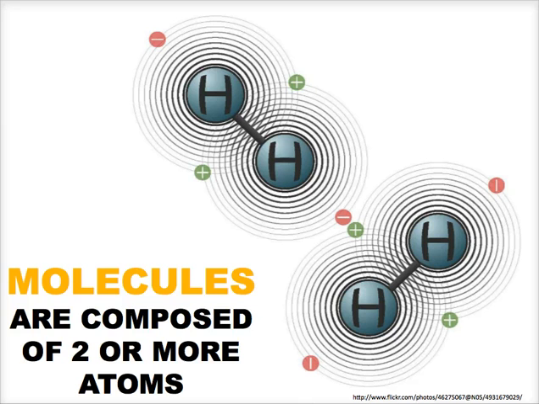Remember I said earlier that atoms are the building blocks of matter? Well, it's true. Atoms combine to make compounds and molecules. Compounds or molecules are composed of two or more atoms. Again, you must have at least two atoms to make a compound or a molecule.